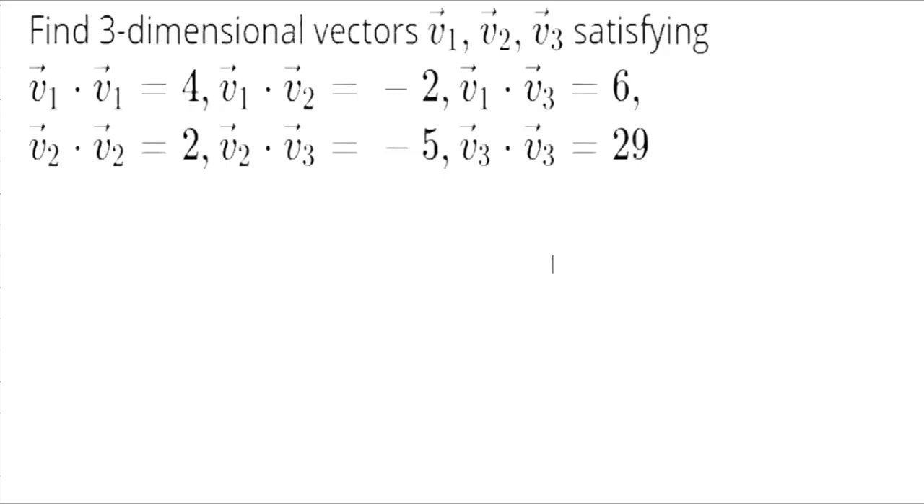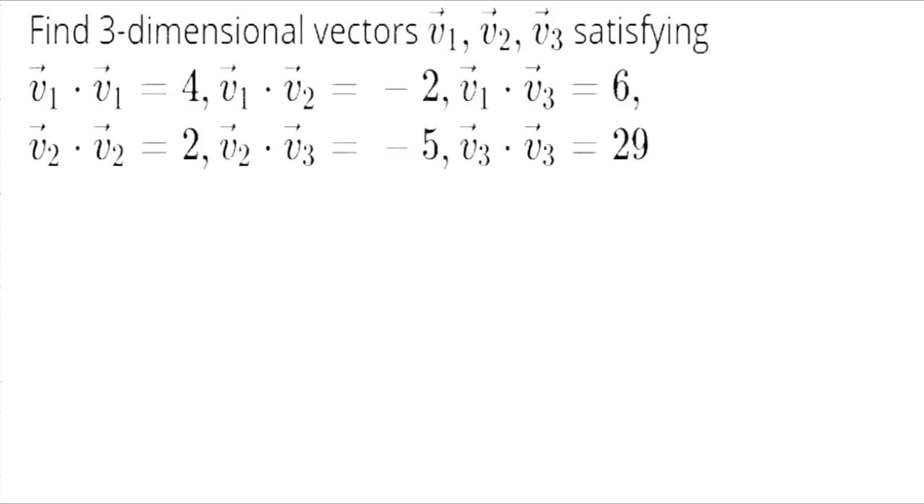Hello students, today's question is: find three-dimensional vectors v1, v2, v3 satisfying the given conditions. v1·v1 = 4, v1·v2 = -2, v1·v3 = 6, v2·v2 = 2, v2·v3 = -5, and v3·v3 = 29. Okay students, let's move to the answer.